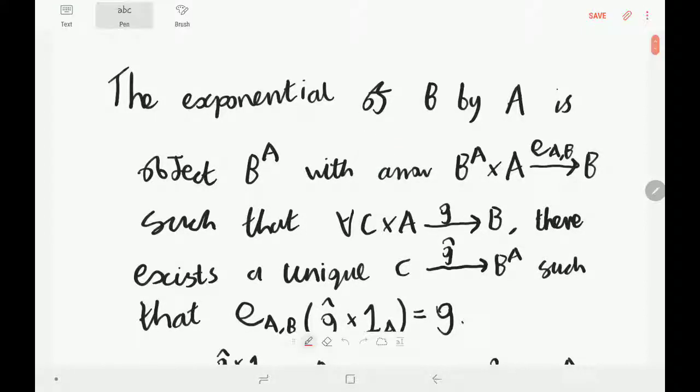Okay then, so now it's time to talk about exponential objects. Exponential objects are really amazing. They basically allow us to sort of internalize the idea of sets of arrows into a category.